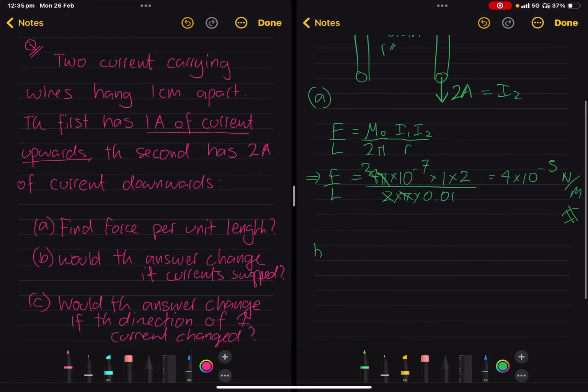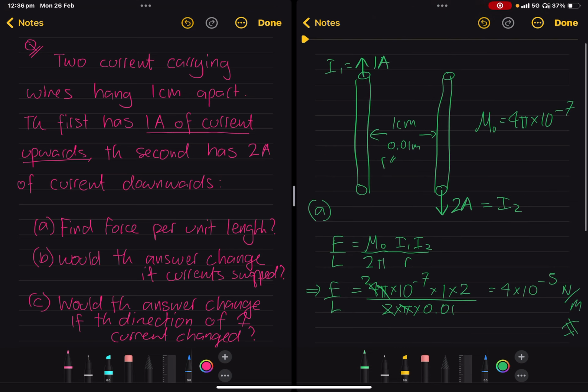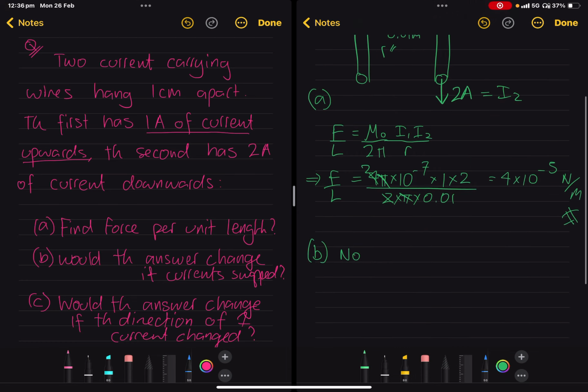Now part B asks us, would the answer change if the currents swapped? The answer is no. We could exchange I1 and I2 in this particular arrangement. Because we have currents going in opposite directions, one's going up, one's going down, we know that they are repulsive. They're going to repel one another. It doesn't matter which one is 1 amp or which one is 2 amp, the force of repulsion will be the same. So for B, no. Force will stay the same if we swap them. This is the answer to part B.